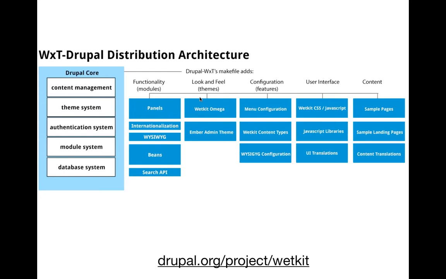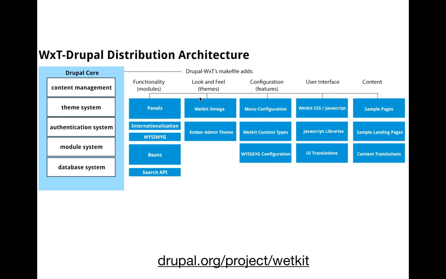So things like the WYSIWYG editor, the being able to edit the landing pages, all of that is coming from these extra modules that are added on to Drupal core. You also have some themes. There's two main themes that come with the distribution. You have WetKit Omega and the Ember theme for administering the site.